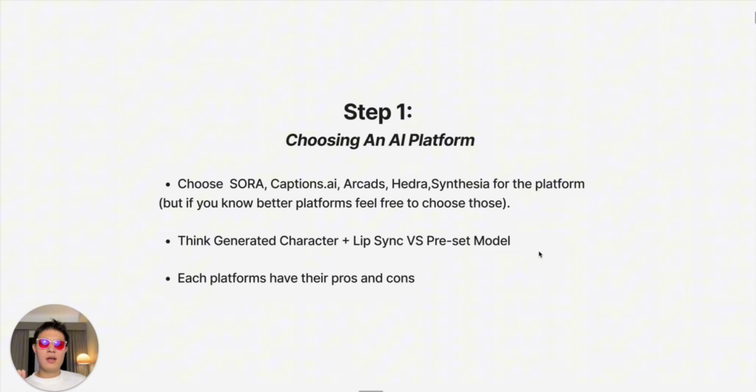You have to think there are platforms where you can create actual characters, they're basically image generated characters, and then you add a lip sync function. So that platform allows you to lip sync that image, right? To make it look like it's alive, right? Versus preset models where these platforms are built to create these avatars, right? And these would be Captions AI, ARC ads, stuff like that.